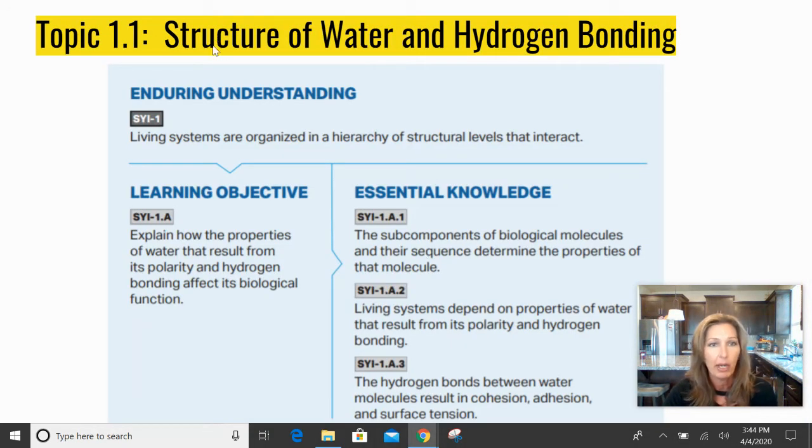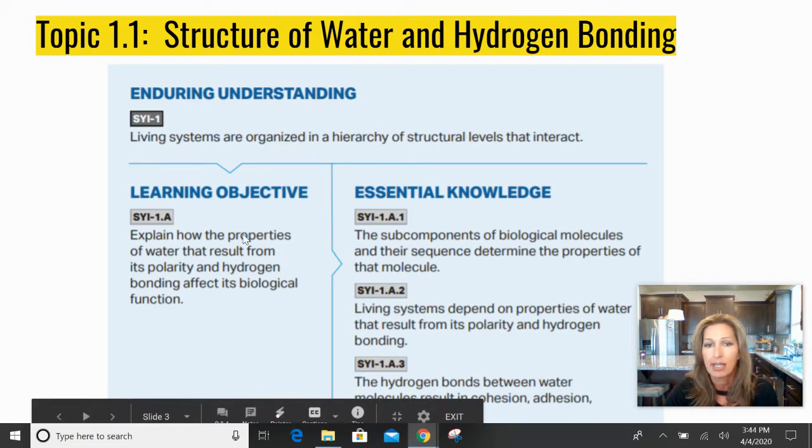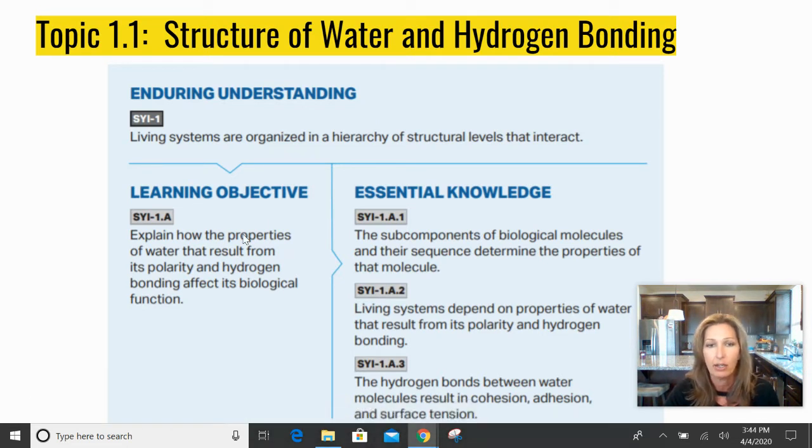With topic number 1, it's structure of water and hydrogen bonding is what we need to be able to understand. With that, the enduring understanding from this unit is that living systems are organized in a hierarchy of structural levels that interact. So in this topic, we are talking about the atom level, so at that atomic level, to the molecule level, and then also the macromolecule level, but understanding how things like atoms and molecules and slight changes in those can affect the entire system.